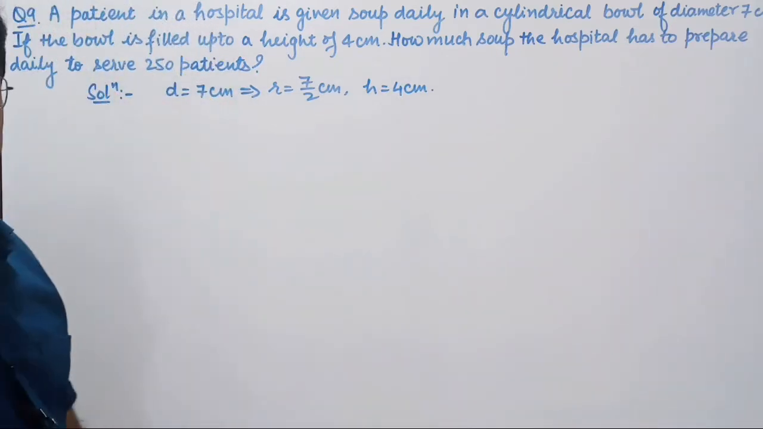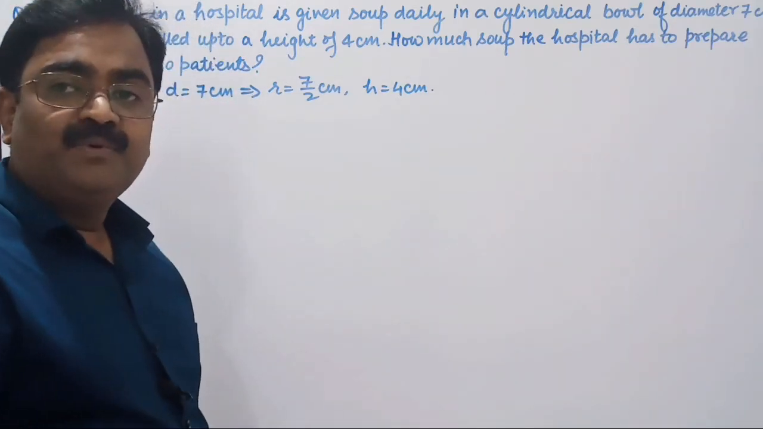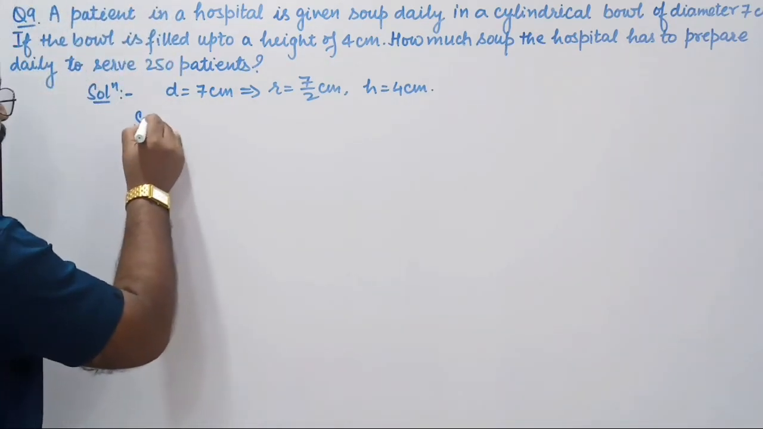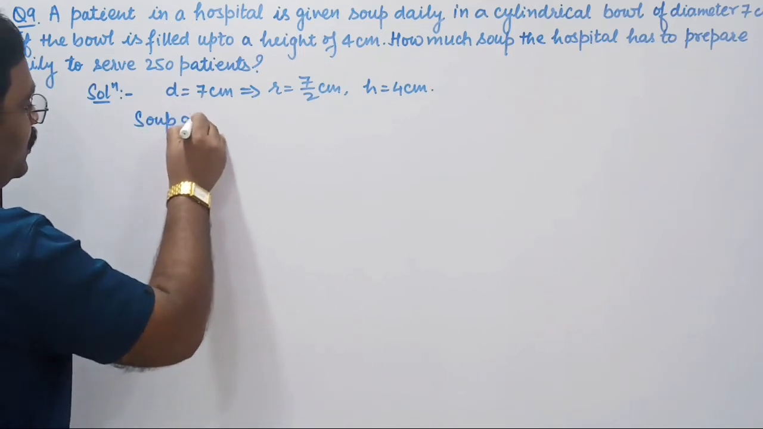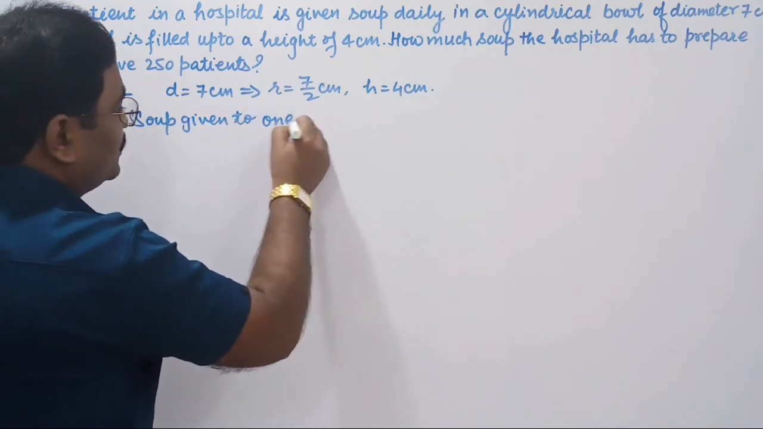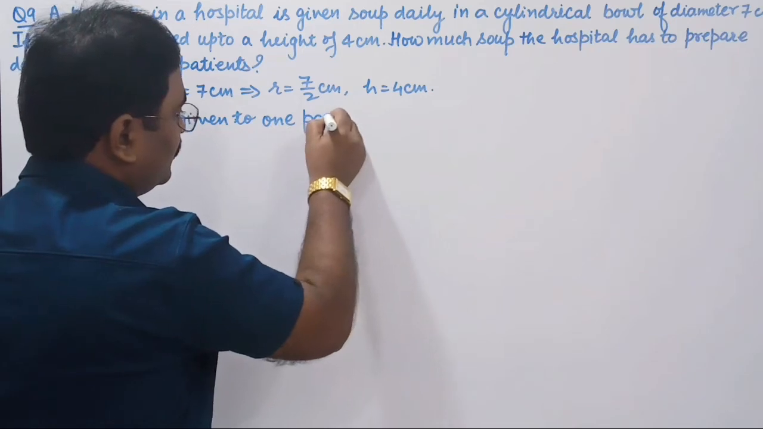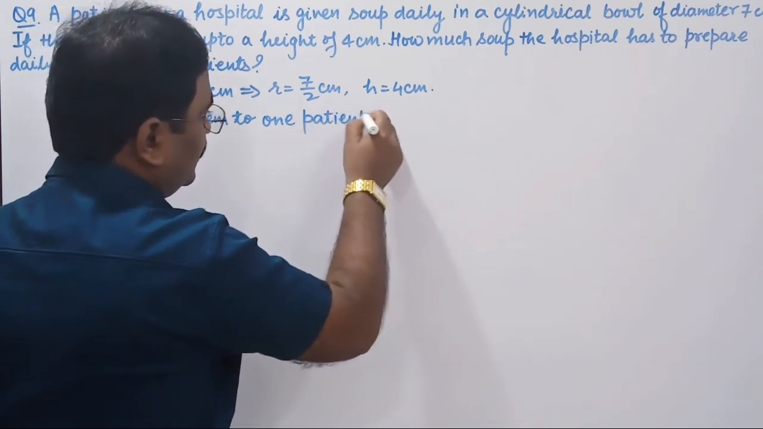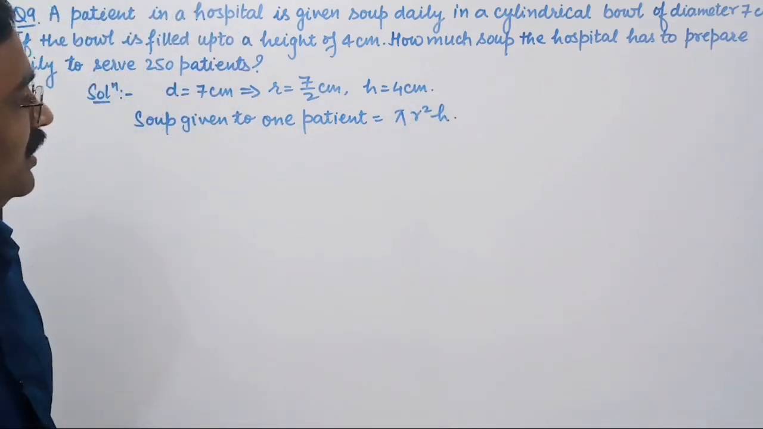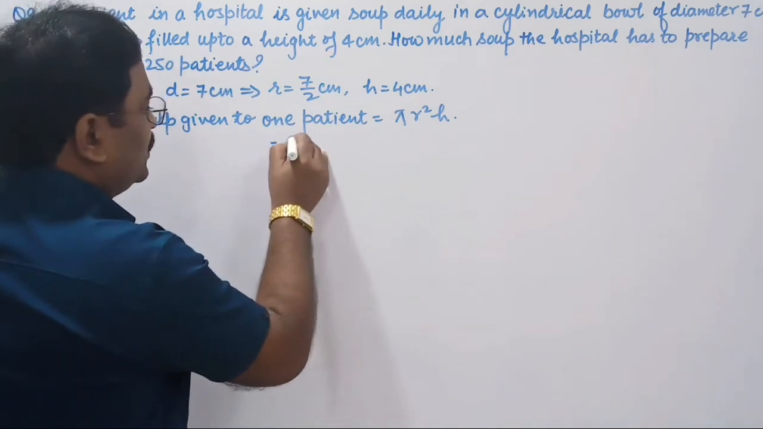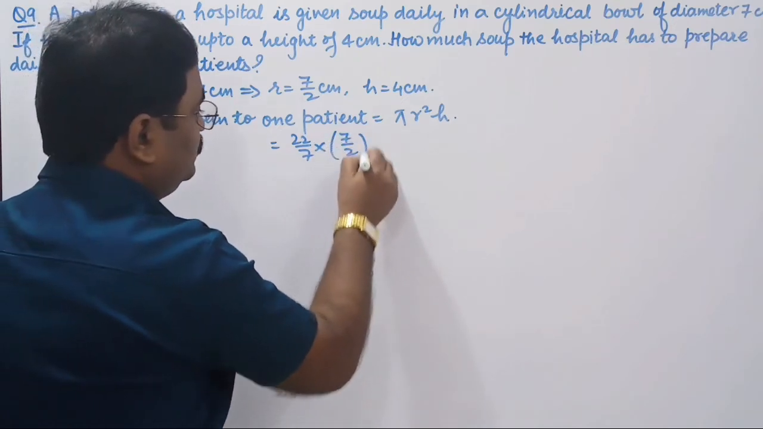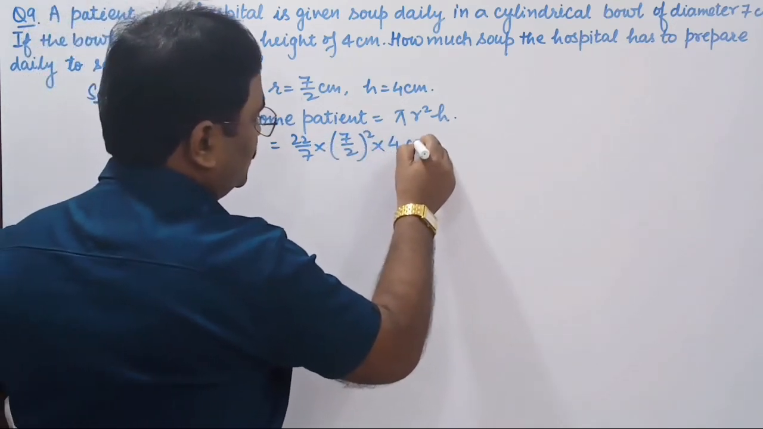So to find the amount of soup provided by the hospital for one patient, the soup given to one patient is equal to pi r square h, which is the volume of that cylindrical bowl. So write the values. Pi is 22 upon 7, radius is 7 upon 2 squared, and height is 4 centimeter.